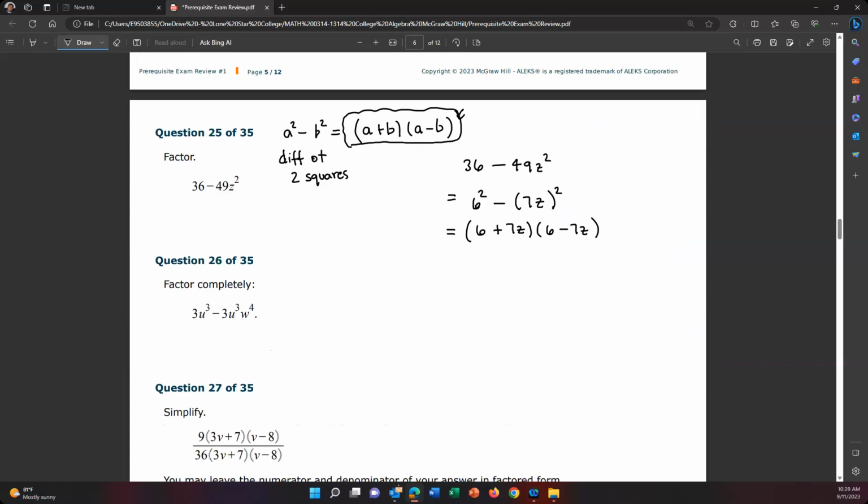All right, they want us to factor completely here. We have two terms. Did you notice that they have a 3 in common? Let's take that out. Did you notice that they also have a u cubed in common? Let's take that out. And that's all they have in common. But what's left over? A 1 minus w raised to the 4th power.